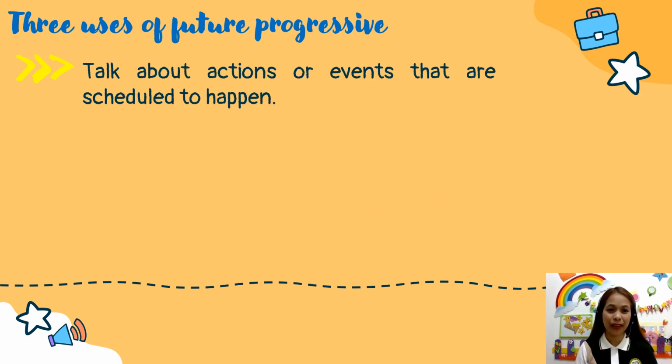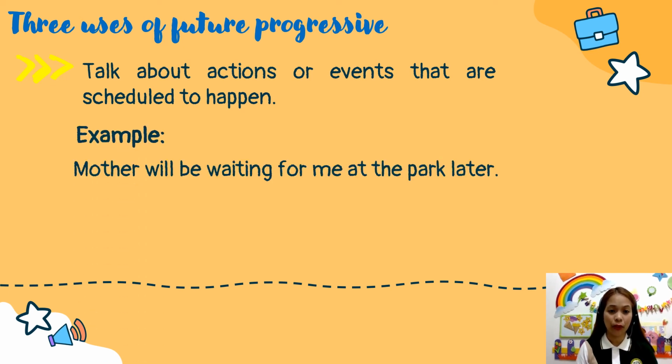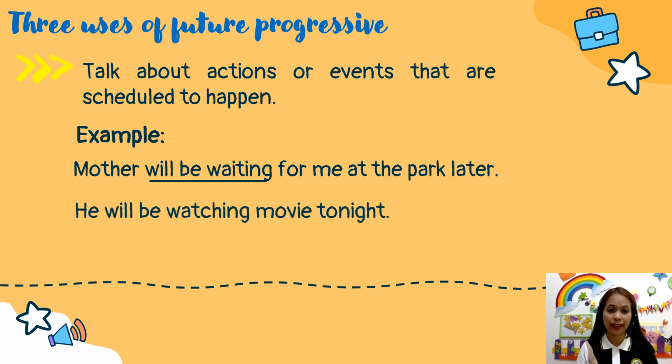Okay, so the other one is to talk about actions or events that are scheduled to happen. Example, Mother will be waiting for me at the park later. He will be watching a movie tonight. Will be waiting and will be watching are both in future progressive form. This is the action that he is scheduled to do in the future, and there is a specific time. Okay?